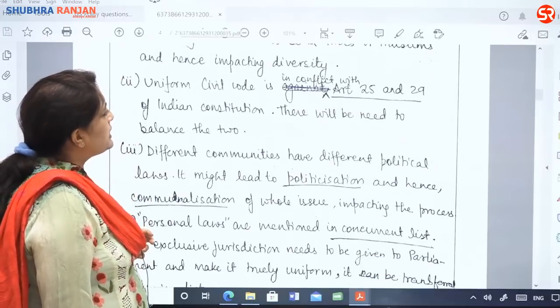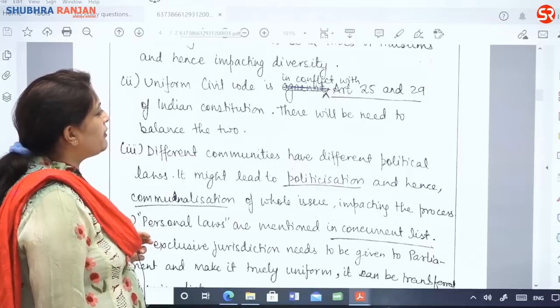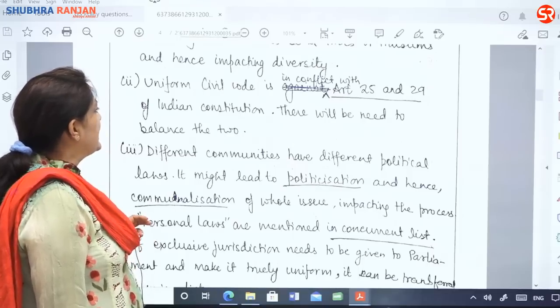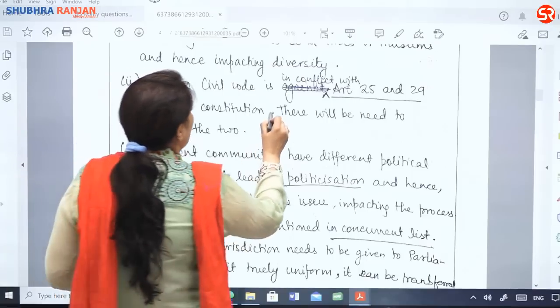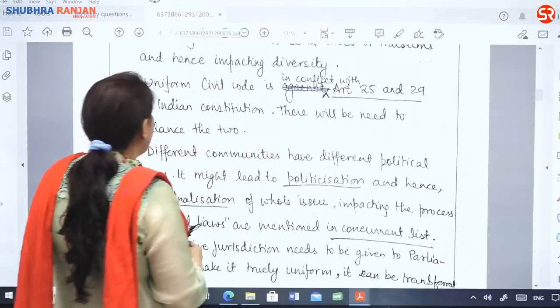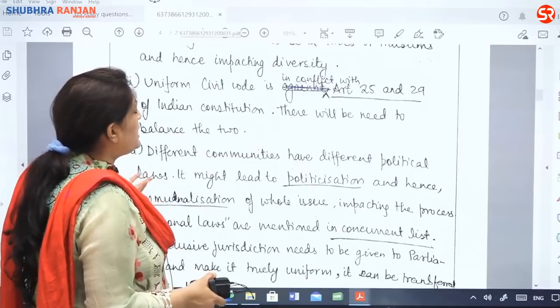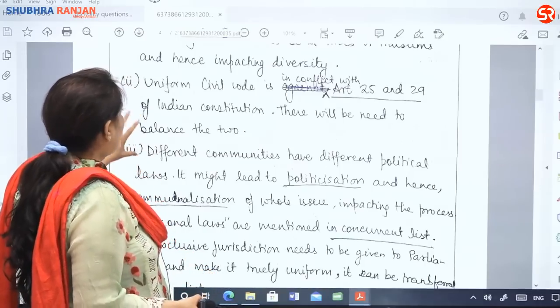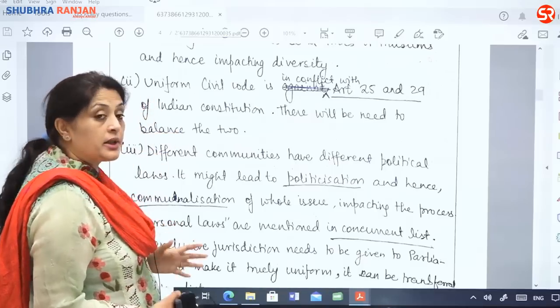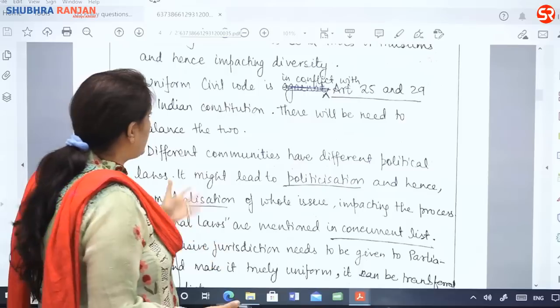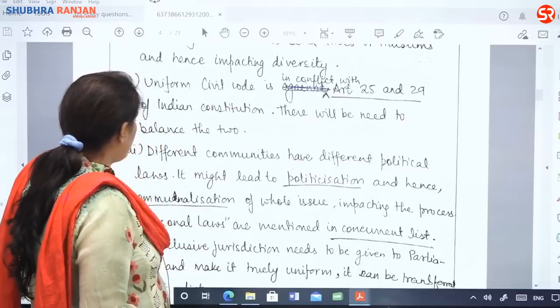Uniform Civil Code is in conflict with Article 25 and 29 of the Indian Constitution, and then full stop. There will be need to balance the two. But it is in conflict. How is this balance being disturbed? How to bring this balance? How will you write? How will you substantiate?